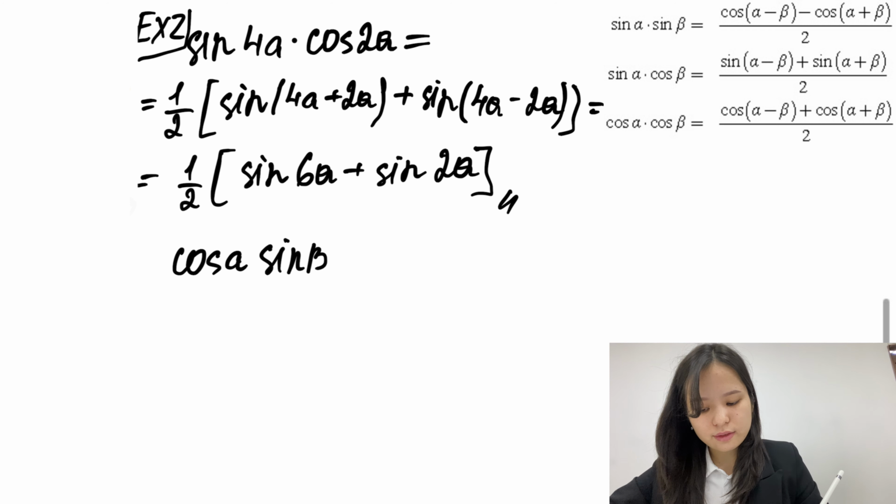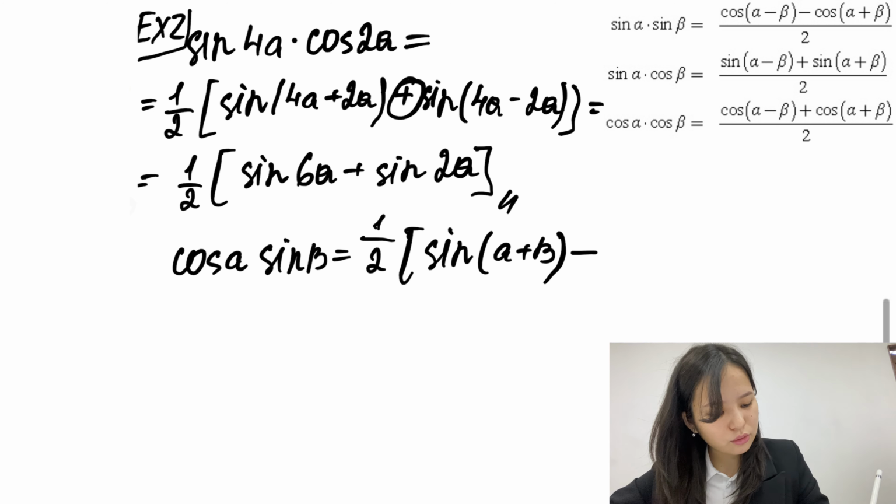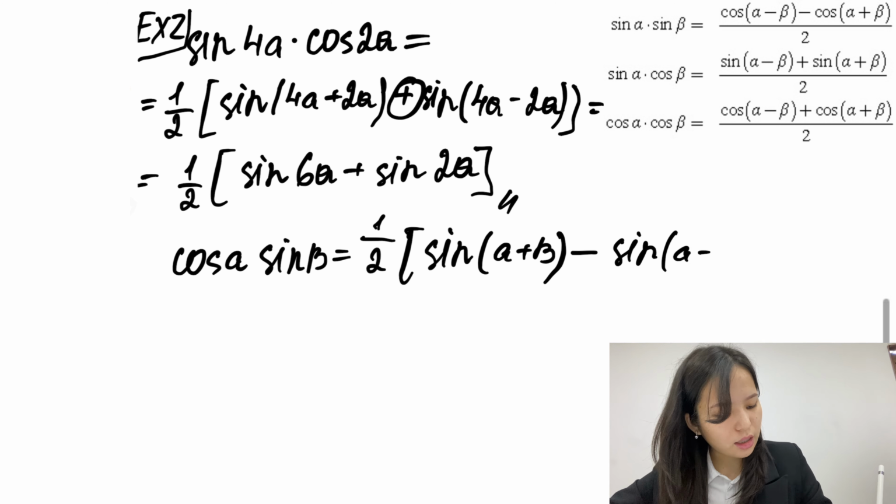The product of cosine A and sine B is similar to the previous formula. The difference is only in signs. When you multiply cosine A and sine B, we will use a minus sign. It will be like that: 1 over 2 multiplied by sine A plus B, and where there was a plus sign, we put minus sine A minus B.